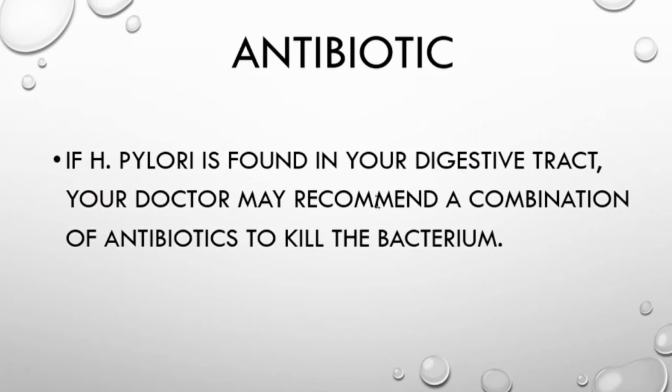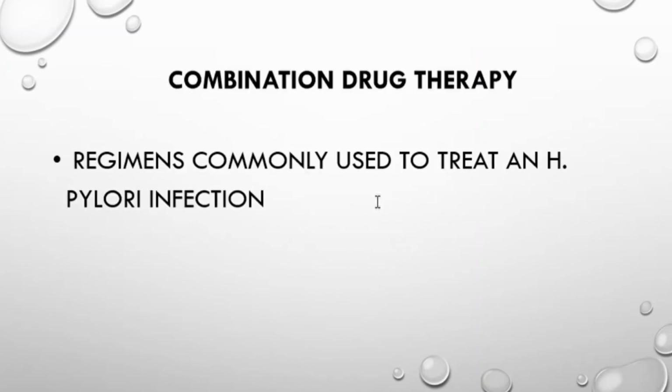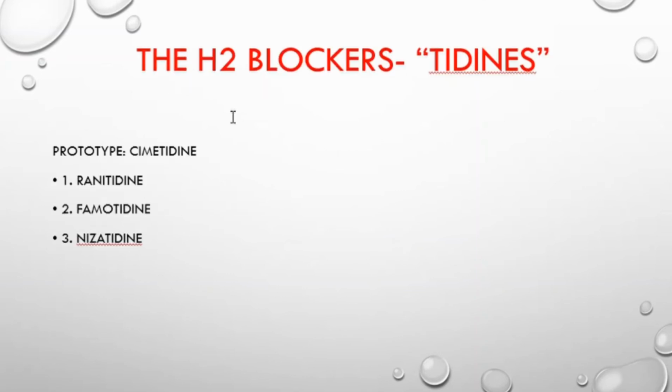Also, what are those antibiotics? If Helicobacter pylori is found in your digestive tract, your doctor may recommend a combination of antibiotics to kill the bacterium. And the combination drug therapy regimens are commonly used to treat a Helicobacter pylori infection. So let's talk about that later. Let's move on to the H2 blockers, which are the tidines. We have cimetidine, ranitidine, famotidine, nizatidine.